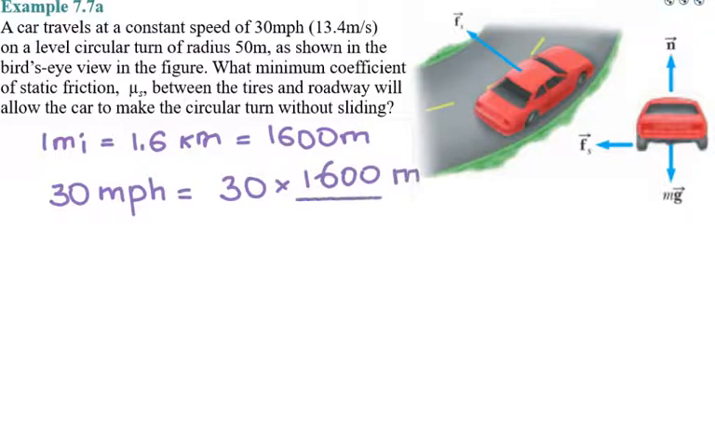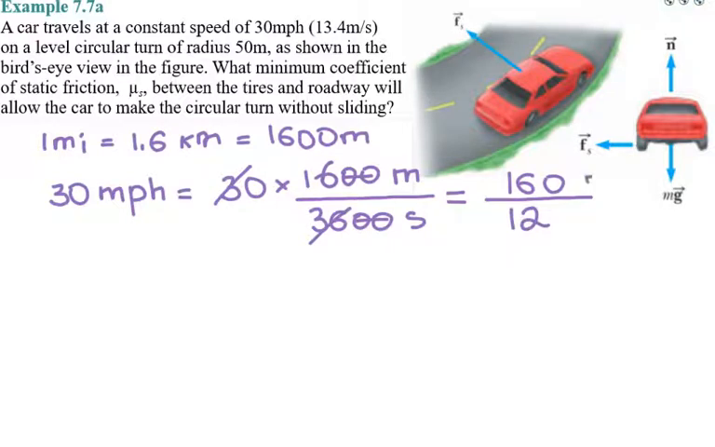And instead of the hour, I'm going to write 3600 seconds. Then to simplify this, I can divide by 100 and by 100, and I can divide by 3 and by 3. So I get 160 in my numerator and 12 in the denominator, and it's still meters per second. I can divide by 4 and by 4, so I get 40 over 3, which is 13.4 meters per second.